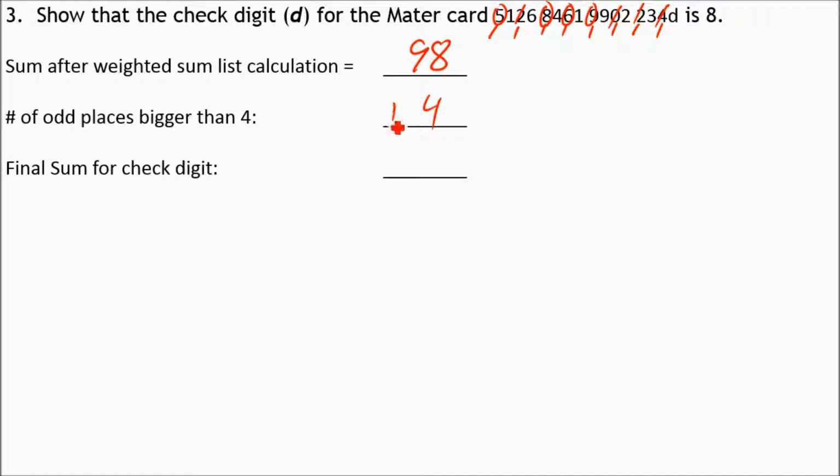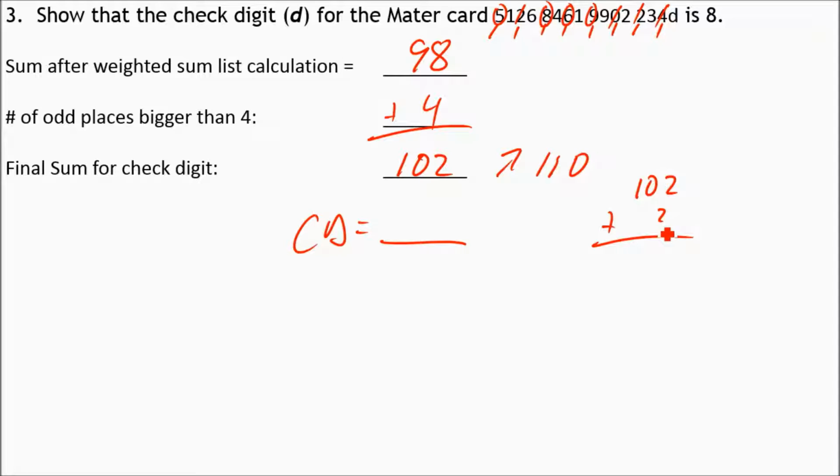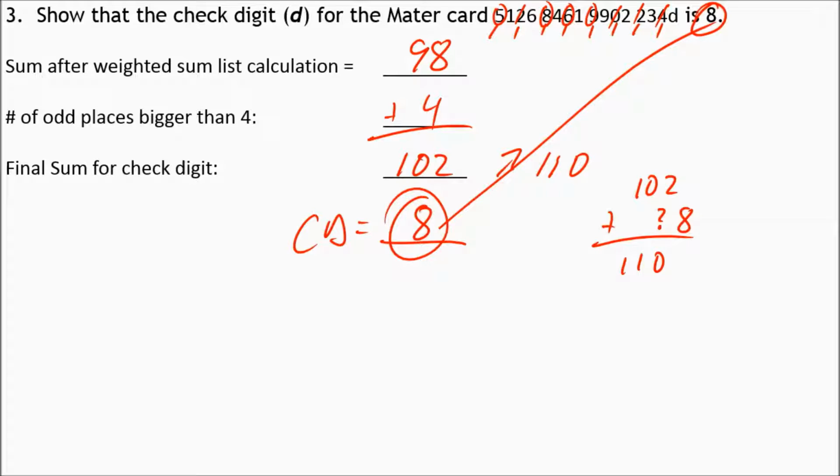Okay. And again, down here, we're going to add these two. So 98 and 4 gives us 102. And we're going to round that up to 110, for the next number that ends in 0. Right now, we're trying to find our check digits. And so 102 plus what is giving us that 110, and that would be a total of 8. So I look at the one they gave me. These two match, and so yes, we have validated that the check digit is supposed to be 8.